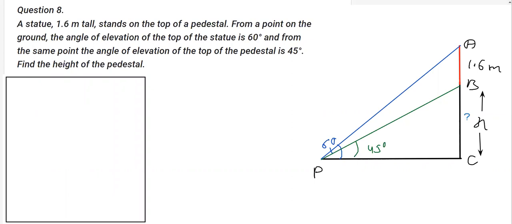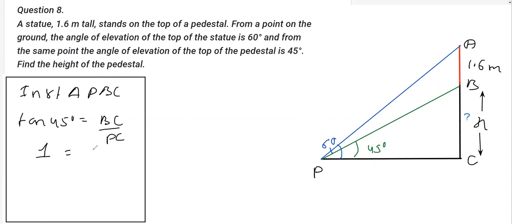Say if I start with the first one, in right triangle PBC, we have tan 45. So tan 45 is equal to perpendicular over base. Perpendicular is BC, divided by base, which is PC. The value of tan 45 is 1. And the value of BC, as we can see from the figure, we have taken as X over PC. Now with cross multiplication, we get PC is equal to X.